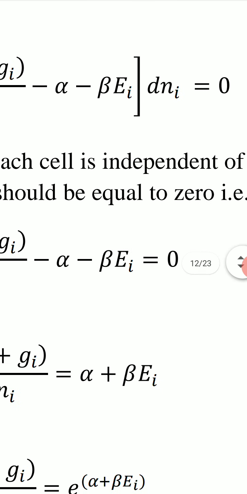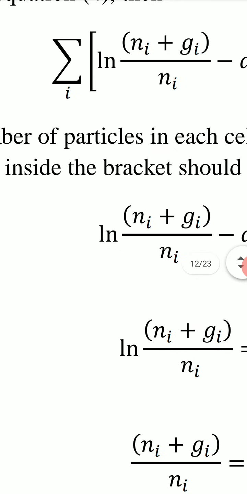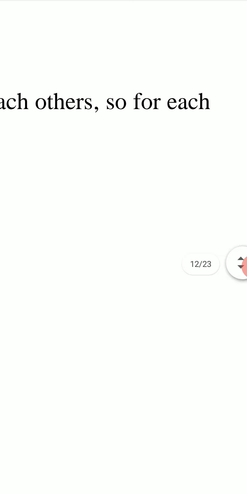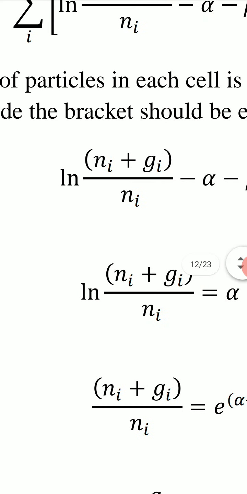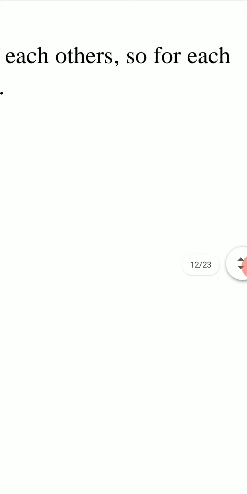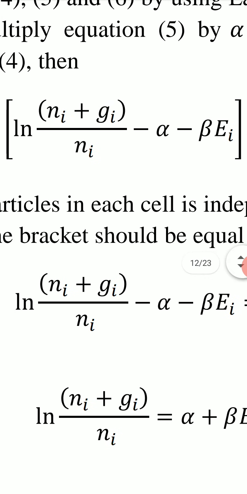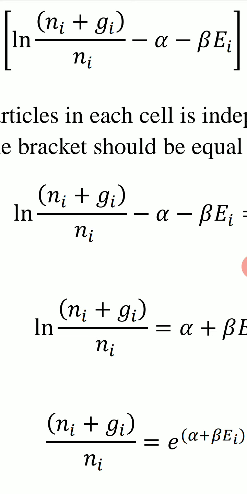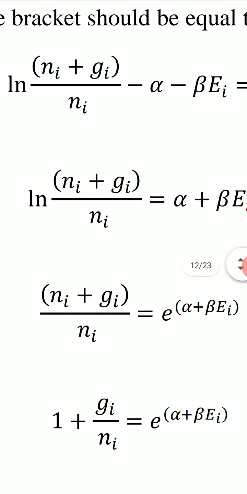Now this dNi does not depend on i, the number of cell. Ni is the number of particles in the ith cell, and dNi is the change in it. Since the change in number of particles in each cell is independent of each other, dNi will not be equal to 0, and the quantity inside the bracket must be 0 for each i. So we have log Ni plus Gi upon Ni minus alpha minus beta Ei equal to 0, or log Ni plus Gi upon Ni will be equal to alpha plus beta Ei.